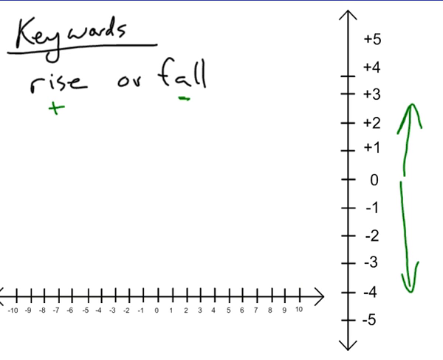If things are falling, it means they're going down, which means this is negative. Also, you can always use words like going up and down. We go up this much, down. And there's also things with money. We can make money or spend. Another word for spend is cost.